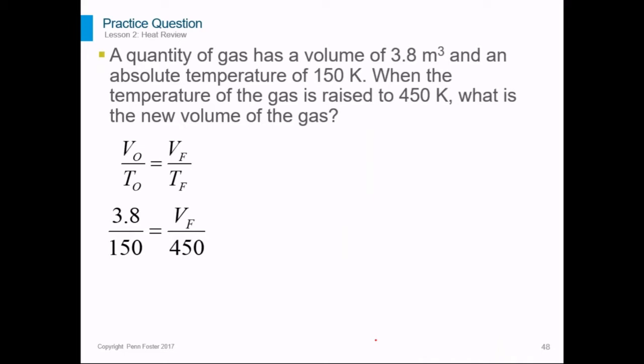So here's a version using just the formula that we just got. So volume original and our original temperature and our final temperature, and we're trying to solve for volume. So we just put those numbers in, and it's just like the last ones we did. You cross multiply and you get your final answer. So if you could do the previous ones, this one's not too big of a deal.